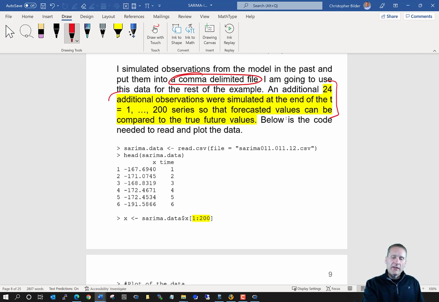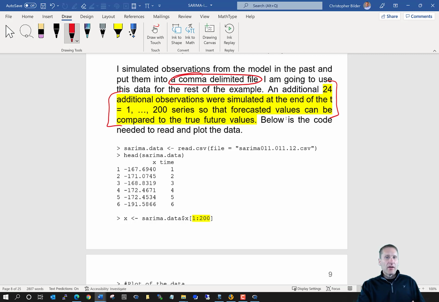When I simulated this data, though, I not only simulated 200 observations, I actually went up to 224. So I have 24 extra observations, let's say, future values. We're going to concentrate right now, first of all, on the first 200. That's what we're going to use to try to figure out what an appropriate model would be for this data. And then we're going to get forecasts from those using that 200 observations, and compare those forecasts to what the actual true values were for the future.